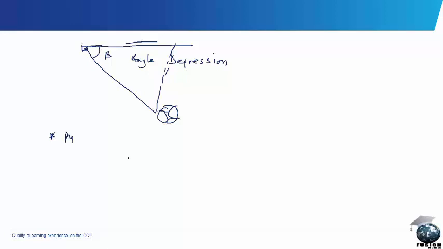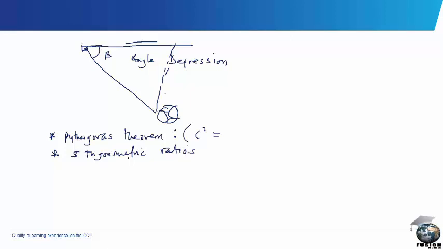We shall apply the Pythagoras theorem. We shall apply the trigonometric ratios in solving triangles of this kind. And so that we don't forget, Pythagoras theorem states that c squared, which is the hypotenuse side squared, is the sum of the opposite side squared plus the adjacent side squared.